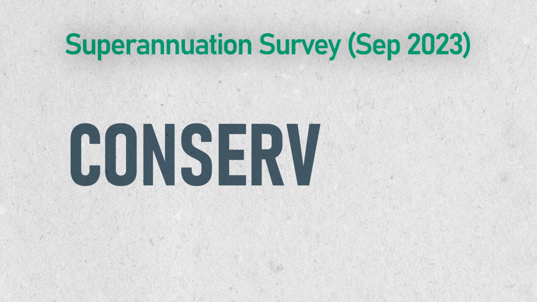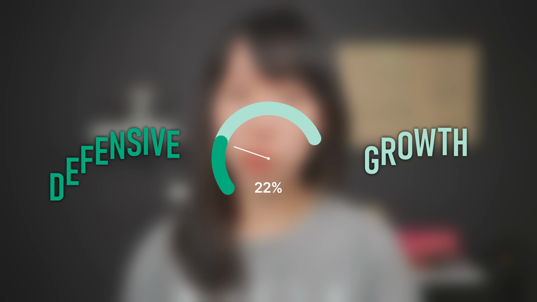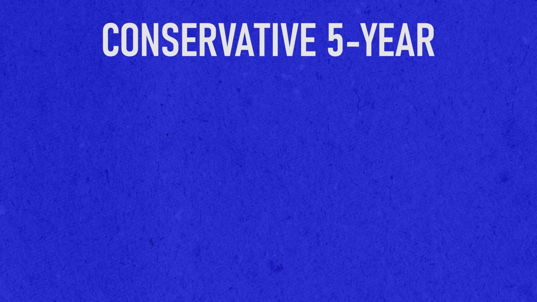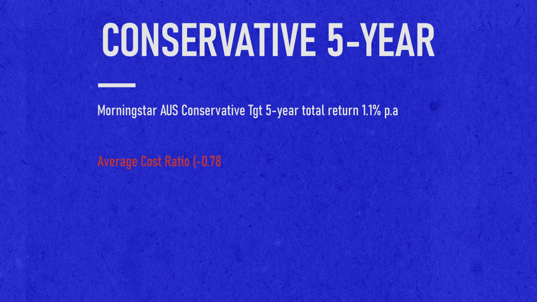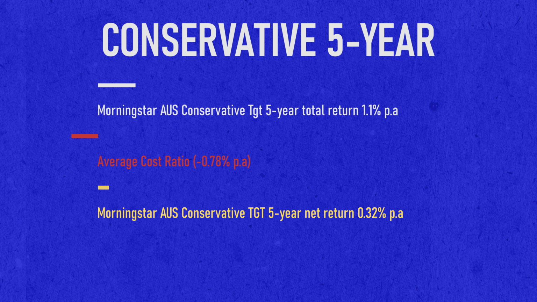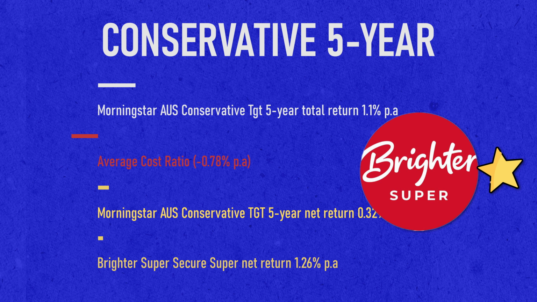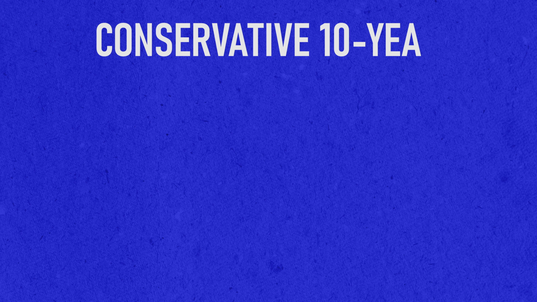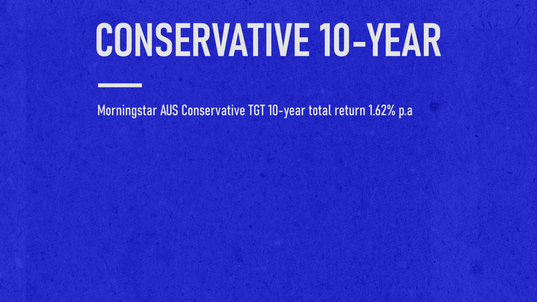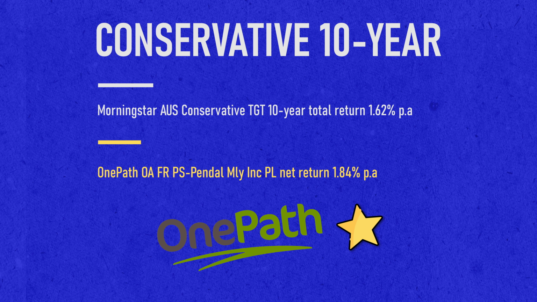Now, let's get to the conservative option first, which primarily includes defensive assets like bonds and cash. The typical asset allocation between defensive and growth assets is roughly 65 versus 35. The benchmark of Morningstar 5-year total return is 1.1% per year with an average cost ratio of 0.78%, leaving a 0.32% annual return after fees. The winner is Brighter Super Secure Super option with a net return after fees of 1.26%. The benchmark of Morningstar 10-year net return after fees is 1.62%. The winner is OnePath 08 FRPS with 1.84% per year.